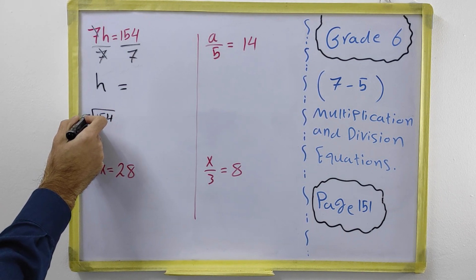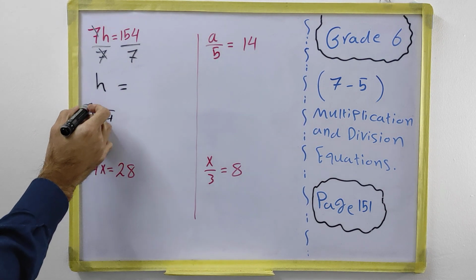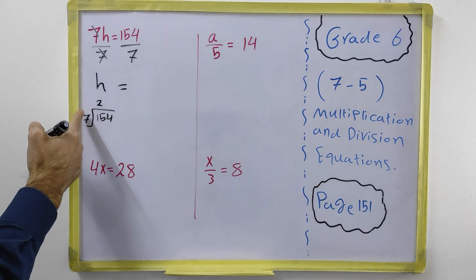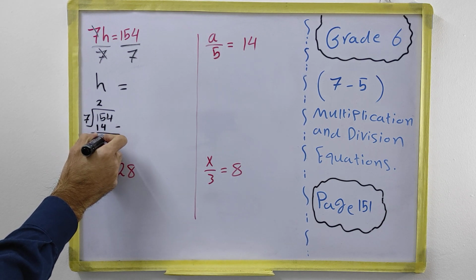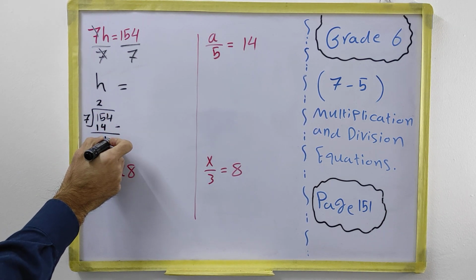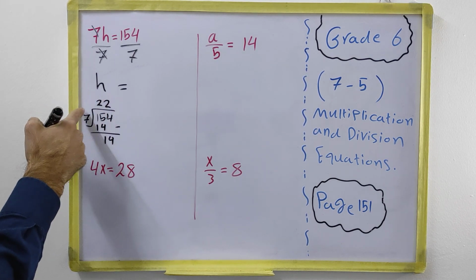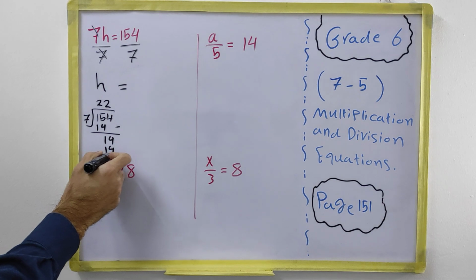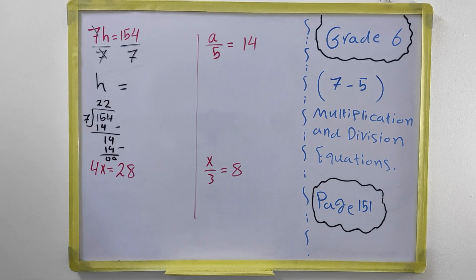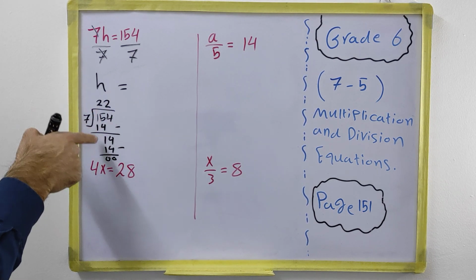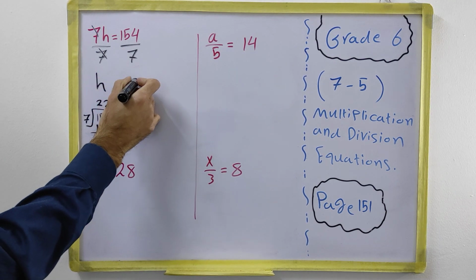154 divided by 7. 1 divided by 7 you cannot. 15 divided by 7 we will have 2. 2 multiplied by 7 equals 14. We always have minus. It would be 1. We bring down the number 4. 14 divided by 7 is 2. 2 multiply 7 again would be 14. We subtract, and it would be 0. The result of that long division, which you learned in grade 4 and 5, is 22.